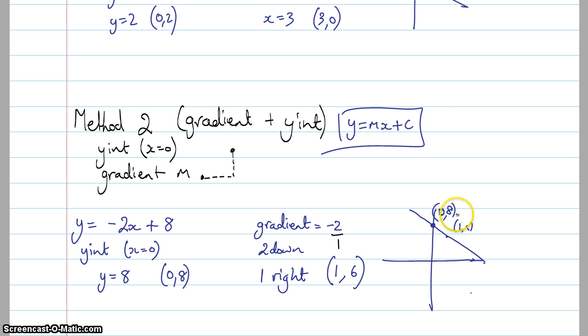So this means it goes 2 down and 1 right. From 0, 8, I go 2 units down, which gets me to 0, 6, and then 1 unit right. So I end up at the point 1, 6. Now I've got 2 points, 0, 8 and 1, 6, and I can draw a straight line between the two, and there's my linear graph.